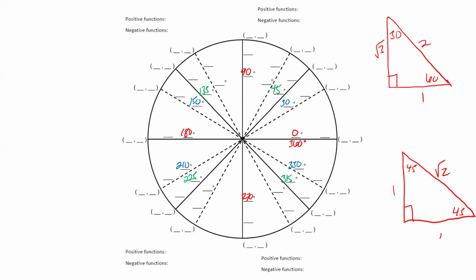My last set of reference angles that we're going to be using are 60. A reference angle of 60 is going to put me in quadrant 1 at 60. A reference angle of 60 in quadrant 2 is going to put me at 120. A reference angle of 60 in quadrant 3 puts me at 240, and a reference angle of 60 in quadrant 4 puts me at 300. So now we put in all of our angles based on the reference angle.